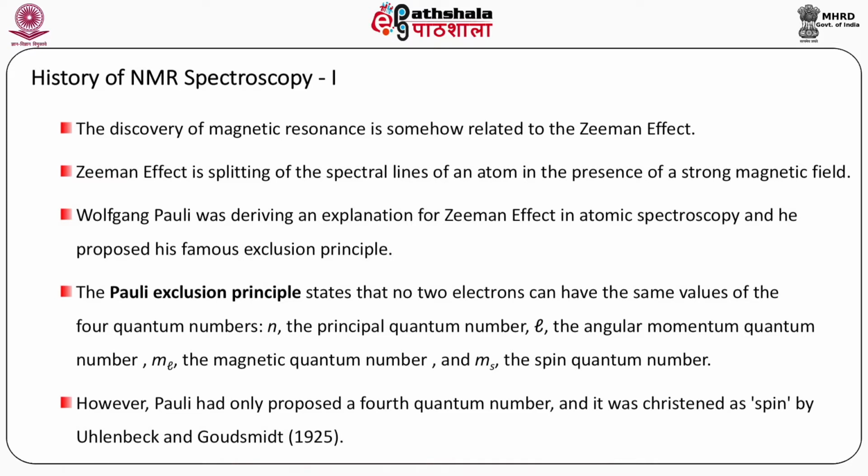The Pauli exclusion principle states that no two electrons can have the same values of the four quantum numbers: n, the principal quantum number; l, the angular momentum quantum number; m_l, the magnetic quantum number; and m_s, the spin quantum number. However, Pauli had only proposed a fourth quantum number, and it was christened as spin by Uhlenbeck and Goudsmit in 1925.